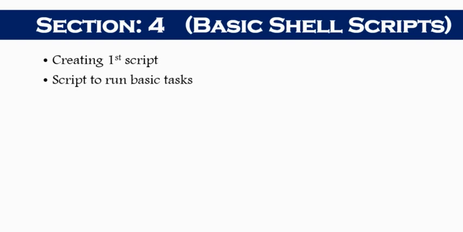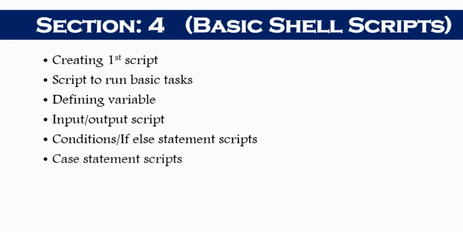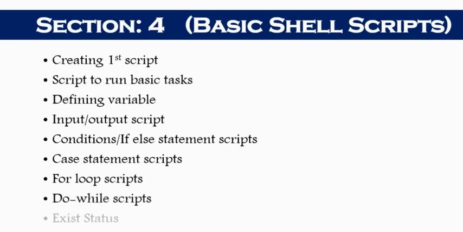Scripts to run basic tasks, and those tasks are system administrative tasks, defining variables, input and output scripts, conditional scripts, if-else statement scripts. We'll cover the case statement scripts. We'll cover for loop scripts. We'll write them, and I'll give you the examples. We'll create do-while scripts. How do they work? What are the exit statuses? How can we use the exit status in shell scripting and make use of it? And then we have a bunch of handouts on shell scripting that you could read, which would help you write more scripts and understand scripting details and basics as well.